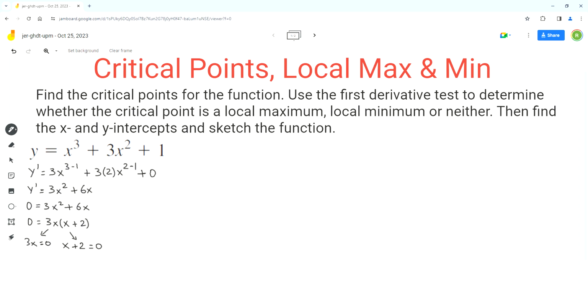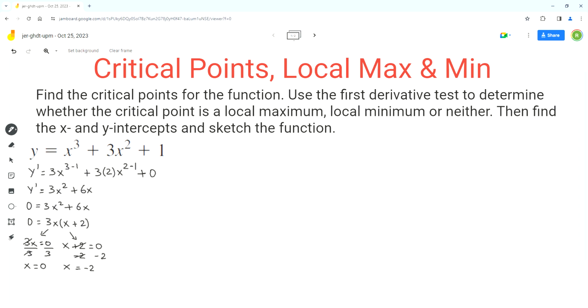Now we can solve for x from both cases. For the first case, we'll divide both sides by 3. The 3's on the left side will cancel each other out. So we get x equals 0. This is the first critical number. From the second case, we should subtract 2 from both sides. The 2's on the left side will get cancelled out. So we get x equals -2. This is the second critical number.